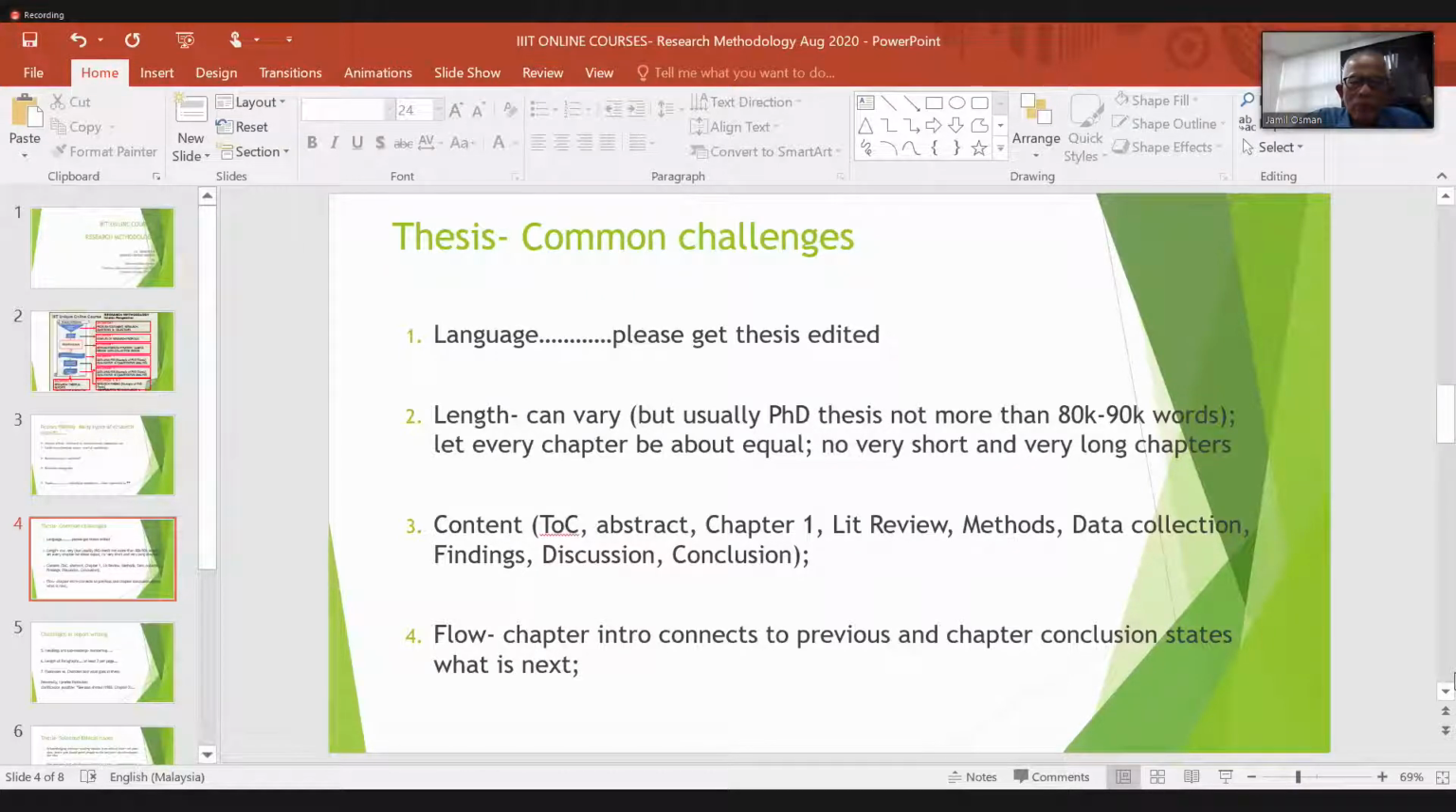Again, I have seen many cases where it's a wonderful thesis, but the chapters don't connect and don't flow smoothly. So this is, I think, a very important point that you must keep in mind. Yeah. What's next?